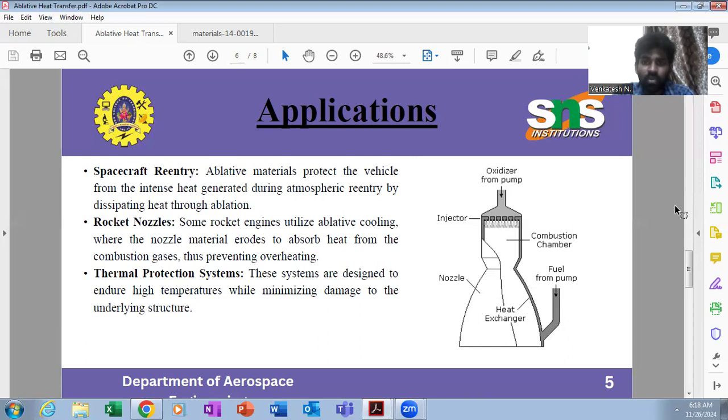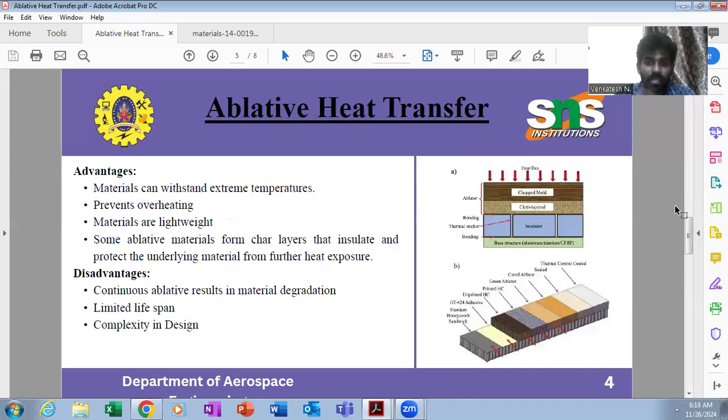Basically, we know the combustion chamber has three types: annular, can, and can-annular. In this heat exchanger mechanism, the applications include the oxidizer pump, injector, heat rejector, and combustion chamber, along with the working of the combustion chamber.